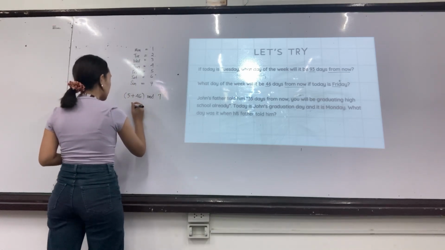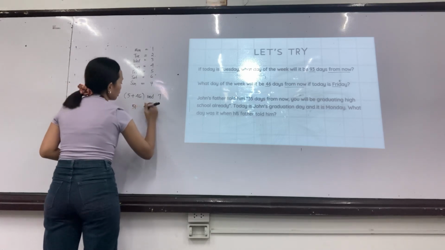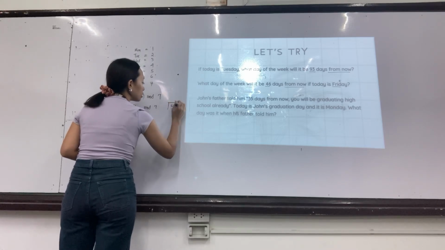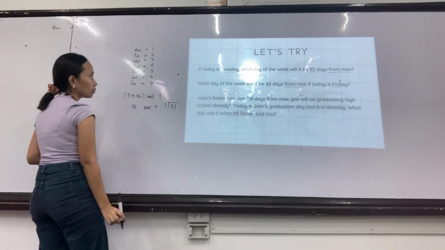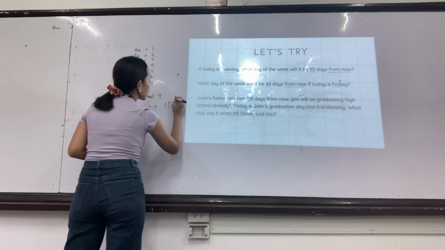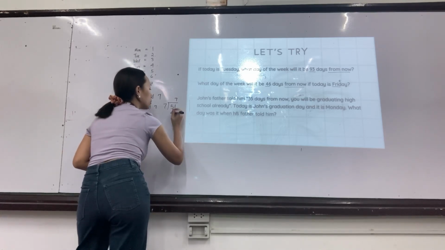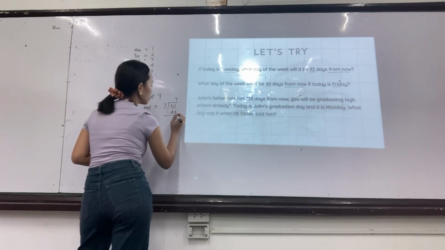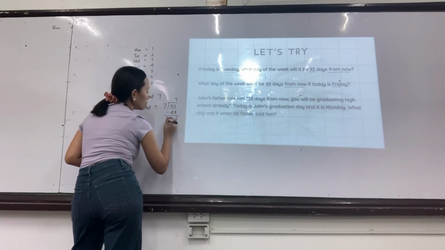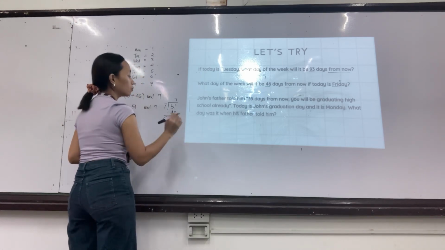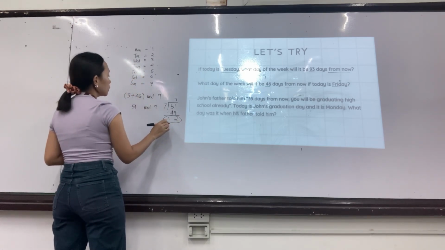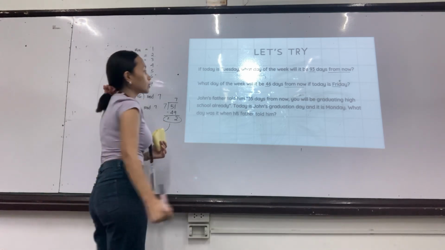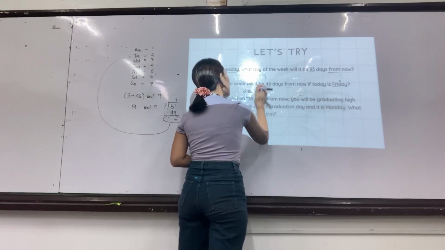So 5 plus 46 is 51, right? And then copy the modulo 7. We divide 51 by 7. We get 7 because 7 times 7 equals 49, right? So 51 minus 49 will be 2. So our remainder is 2, and the answer for number 2 is the day that is denoted with the number 2, which is Tuesday. So our answer here is Tuesday.